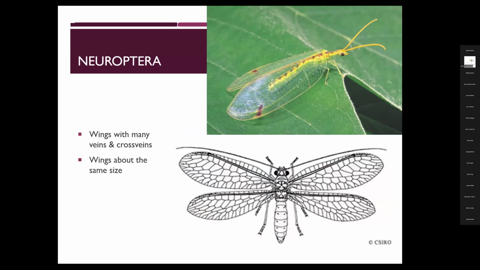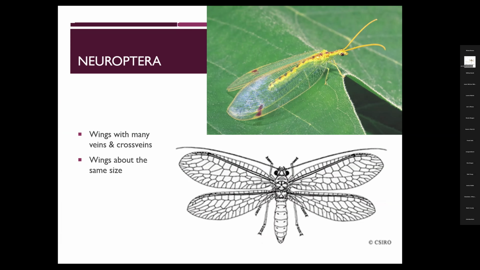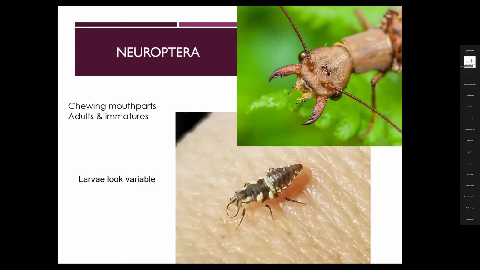When we look at the Neuroptera, the wings are going to have lots of veins and cross veins. They're very net-like, which is why they're called the net-winged insects. And the wings are about the same size and shape as well. They have chewing mouth parts as both adults and immatures. And the larvae of the Neuroptera can really look variable. So if I go back real quick, you can see there's what the antlion looks like, and then this one down here is a green lacewing larvae.